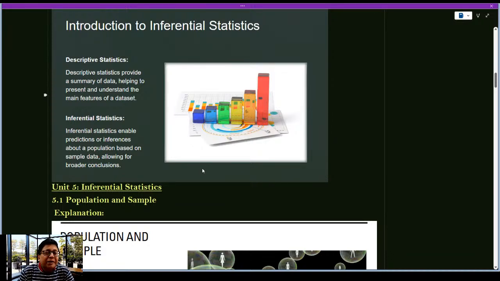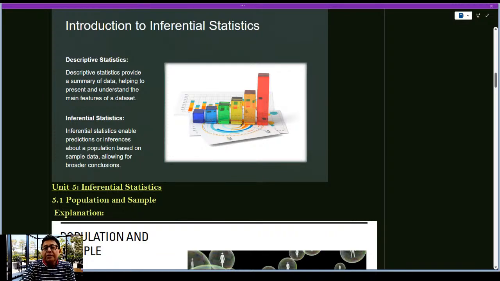Descriptive statistics, what we have done in class 11 or before, provides a summary of data, helping to present and understand the main features of a data set. Inferential statistics enables predictions or inferences about a population based on sample data, allowing for broader conclusions. So, what is population and sample? This you need to know first. This you need to remember first.